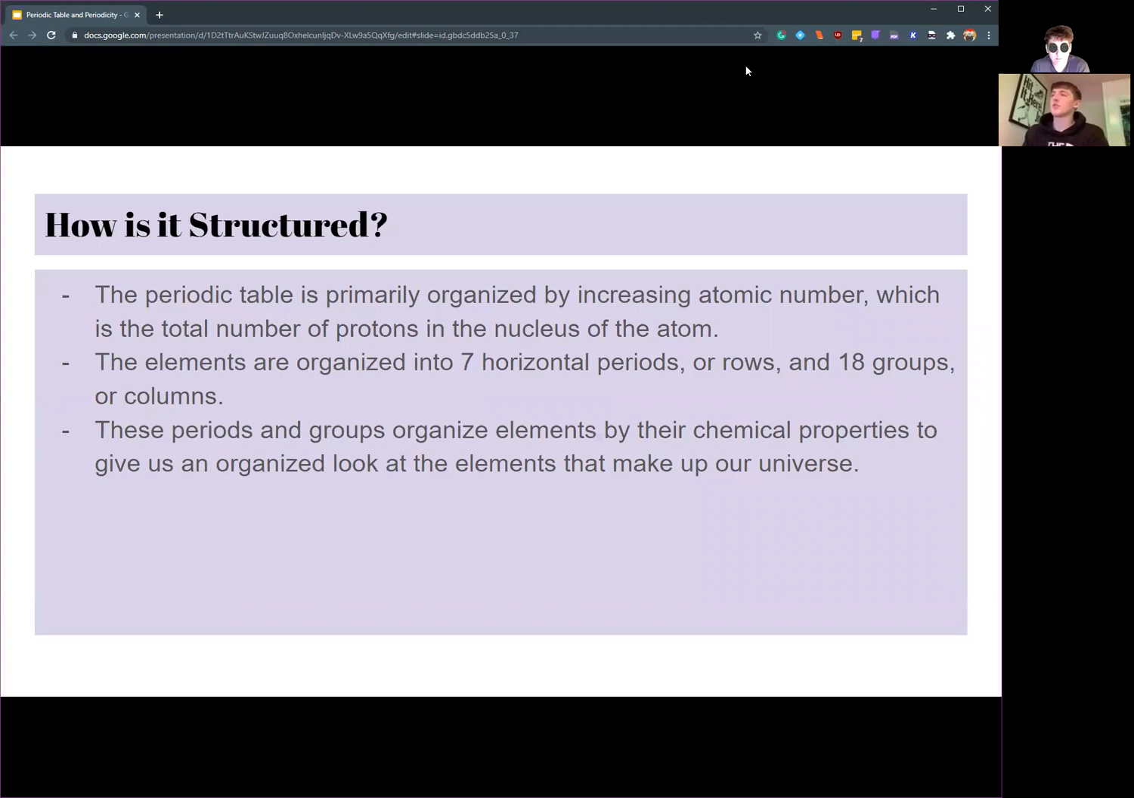The periodic table is primarily organized by increasing atomic number, which is the total number of protons in the nucleus of the atom. And these elements are organized into 7 periods, which can be summarized as rows, and 18 groups, also in columns. These periods and groups organize elements by their chemical properties to give us an organized look at the elements that make up our universe.